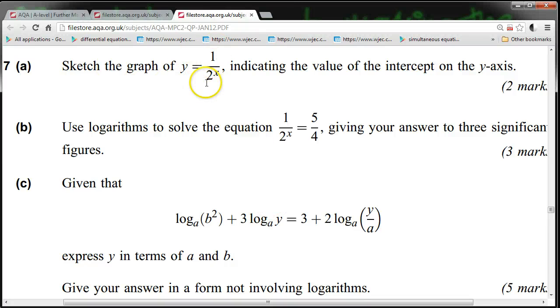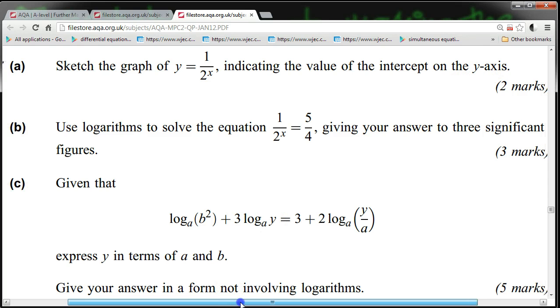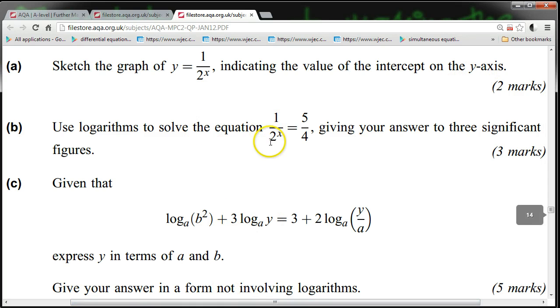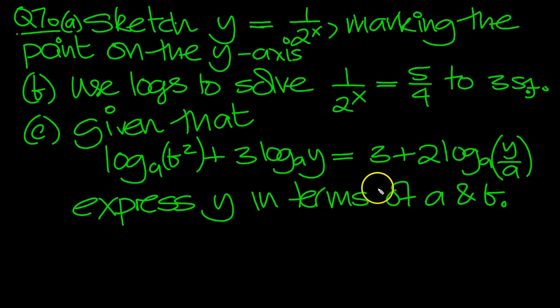Sketch the graph of y equals 1 over 2 to the power x, indicating the value of the intercept on the y-axis. Use logarithms to solve the equation 1 over 2 to the power x equals 5 over 4. Give me your answer to three significant figures. Given that we have this, express y in terms of a and b. Give your answer in a form not involving logarithms. Okay, there's the question then.